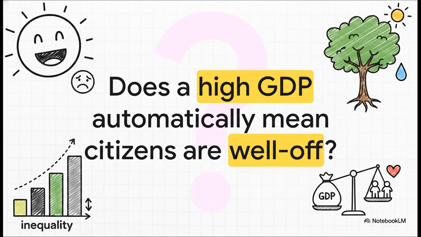And that brings us to our final and maybe most important question. GDP is an amazing tool for measuring economic output. There's no doubt about it. But it doesn't measure everything. It doesn't tell us about happiness or inequality or the health of our planet. So if a country has a really high GDP, does that automatically mean its citizens have a great quality of life? That's something really worth thinking about.